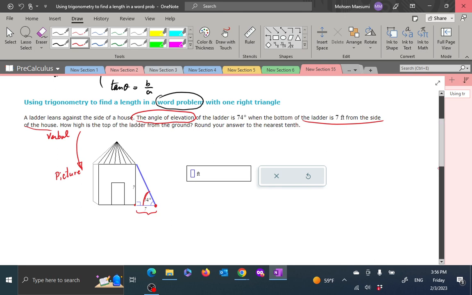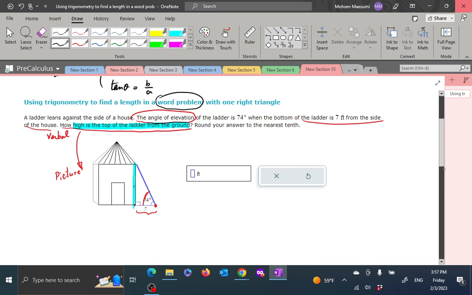Each problem is asking for something. How high is the top of the ladder from the ground? So here, what does this mean? How high is the top of the ladder from the ground? So that's what it means.